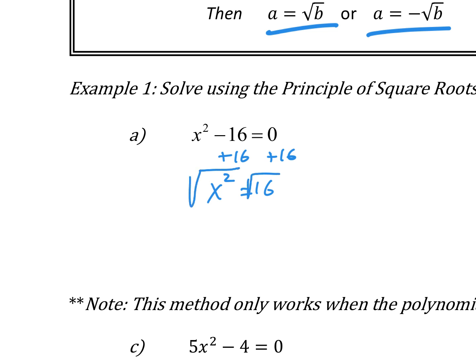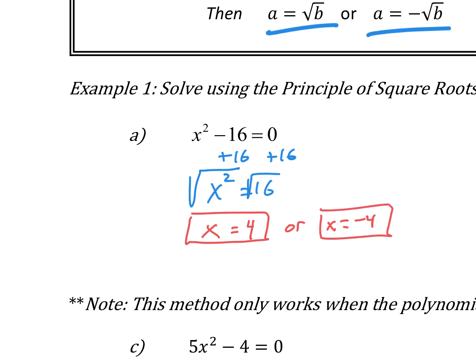So we square root both sides and we get the square root of x squared is x. The square root of 16 is 4. Or it could be negative 4. All right? So there's two answers because 4 squared is 16 and negative 4 squared is 16.